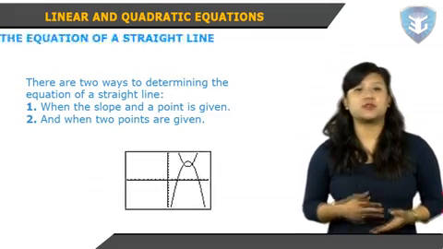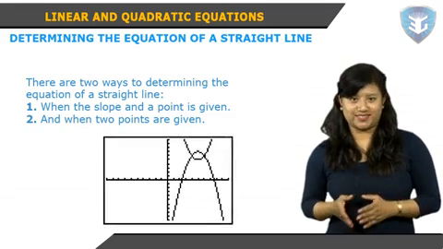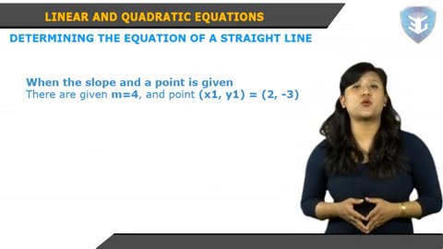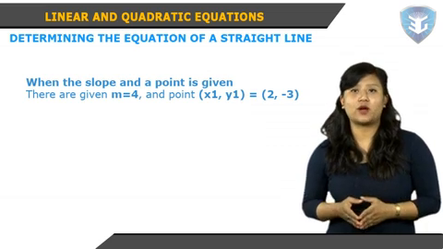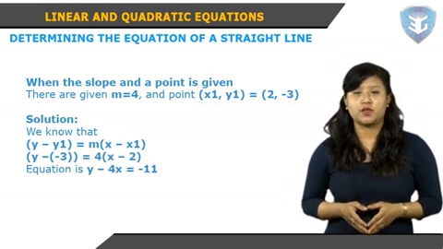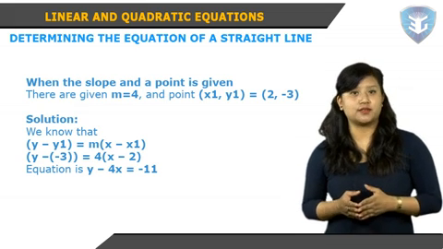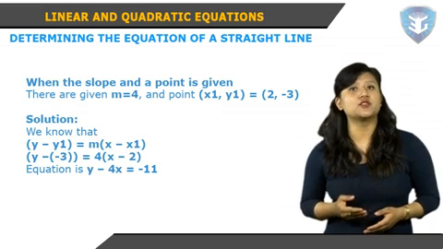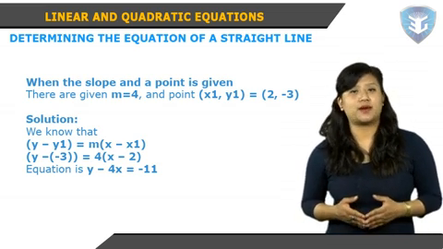There are 2 ways of determining the equation of a straight line: when the slope and a point are given, and when 2 points are given. When the slope and a point are given, say m = 4 and point (x1, y1) = (2, -3). Solution. We know that y - y1 = m(x - x1). y - (-3) = 4(x - 2). The equation is y - 4x = -11.